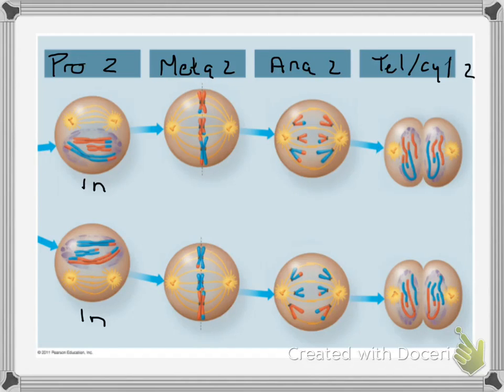So we're going to rebuild our spindle apparatus, which we can see occurring here. You can also see clearly on the chromosomes that crossing over has occurred, and we have recombinant chromosomes. And actually at this point it's just one chromatid of each chromosome that has the recombinant nature.